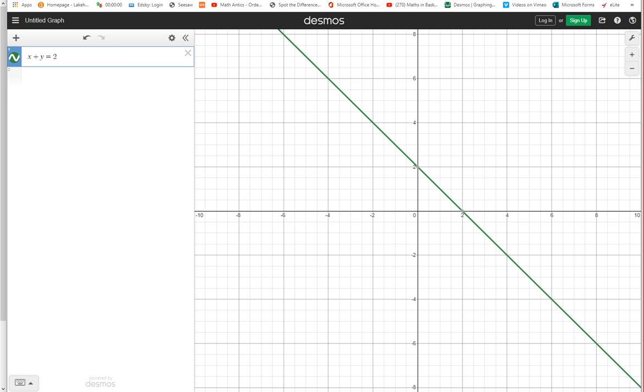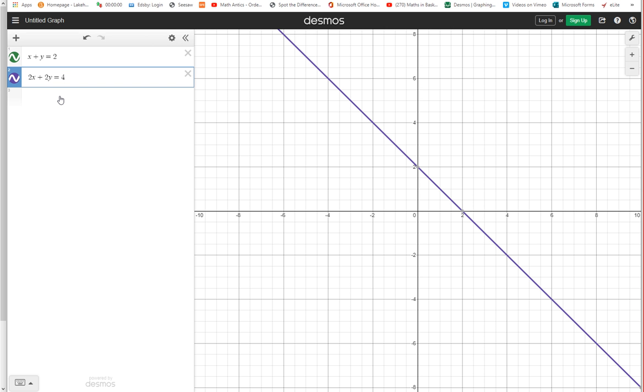I'm going to make an equivalent line. So here I go. My new line is going to be 2x plus 2y equals 4. Now you notice my green line is overlapped by a purple line. These two lines are identical.